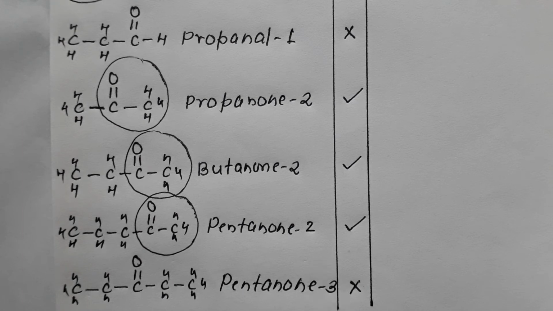So propanol will not, propanone will, butanone 2 will, pentanone 2 will. But now I am discussing pentanone 3. Remember, pentanone 2 and pentanone 3 are positional isomers, with the same functional group and same molecular formula, just differing in the position of the functional group. This one has the group at 2, this one has it at 3, but a very important difference is that pentanone 2 contains this group, therefore it gives this test. Pentanone 3 does not contain this group, therefore it will not.